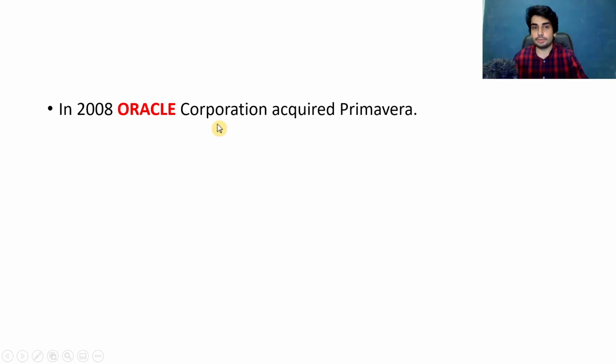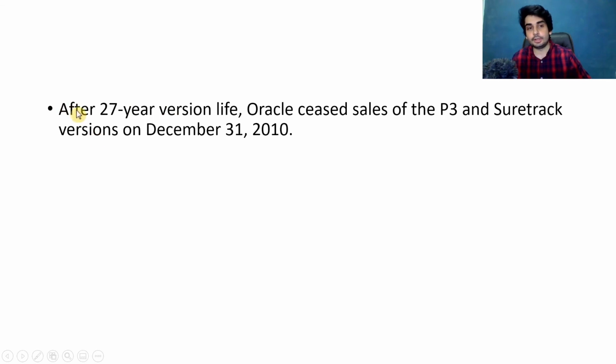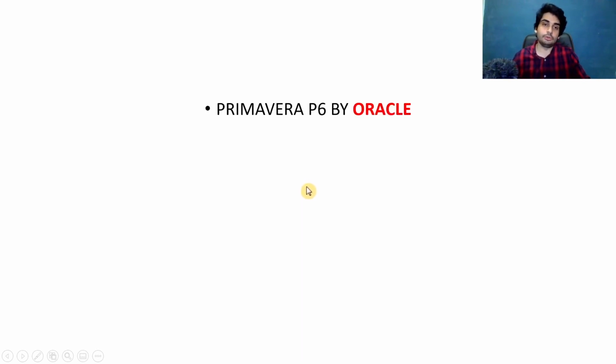In 2008, the Oracle Corporation acquired Primavera. So if you're opening Primavera P6 somewhere, you would see that there's an Oracle written somewhere. That's because they got it in 2008. And after a 27-year version life, Oracle ceased the sales of P3 and Short Track, and it finished on December 31, 2010. And the only software that was left was Primavera P6 by Oracle, and they started focusing only on this software, and it's even present till now. So that's the software that we are working on today, which is Primavera P6, and you just saw its evolution.